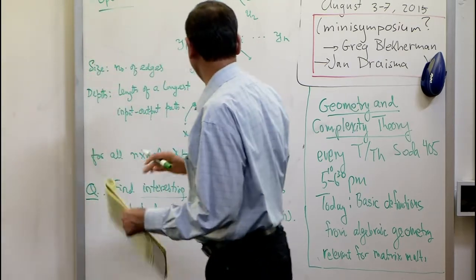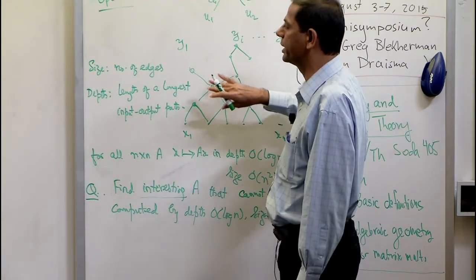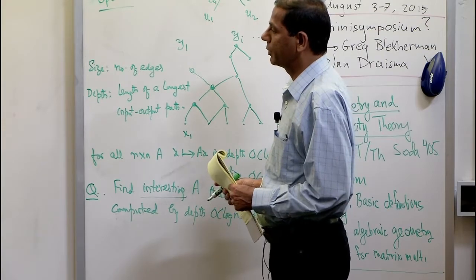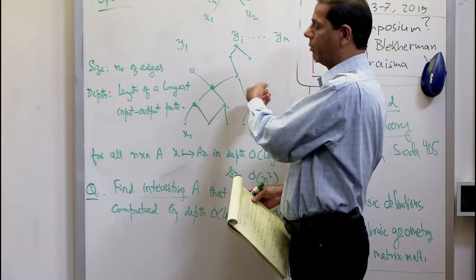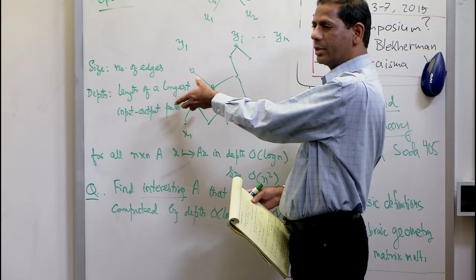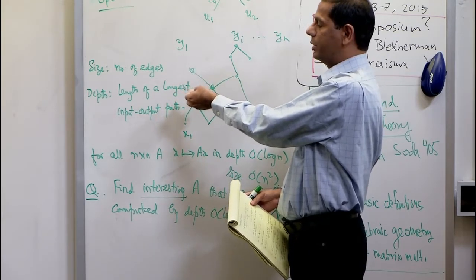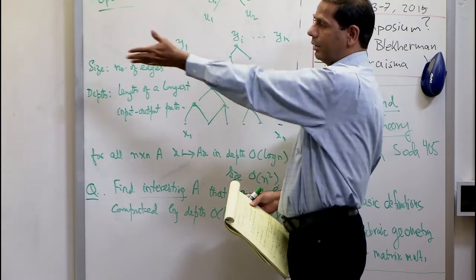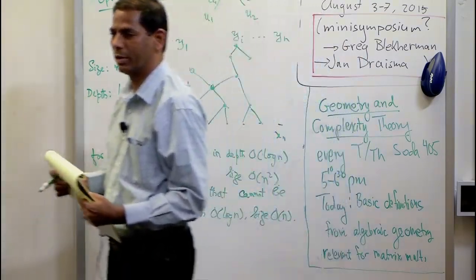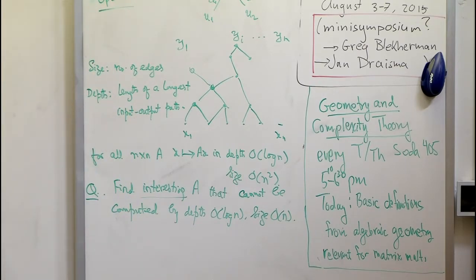I don't want to get into the details, but basically the idea of the proof is to reduce the depth of the circuit by removing a small number of vertices and use those small number of vertices and the residual circuit to get a low rank approximation of the original matrix. So that's the intuition. All right?